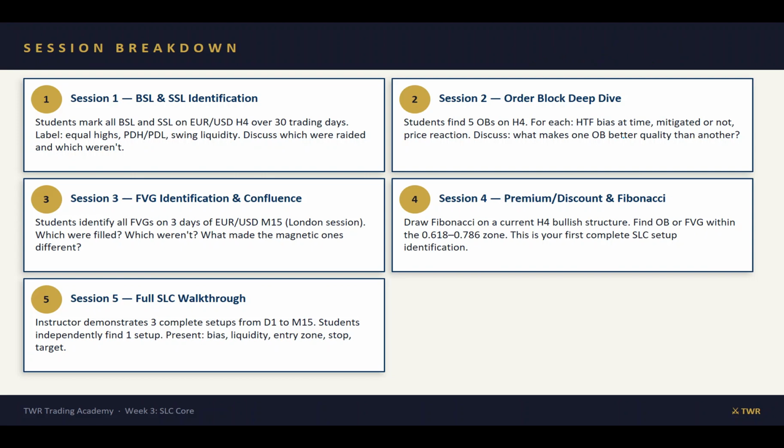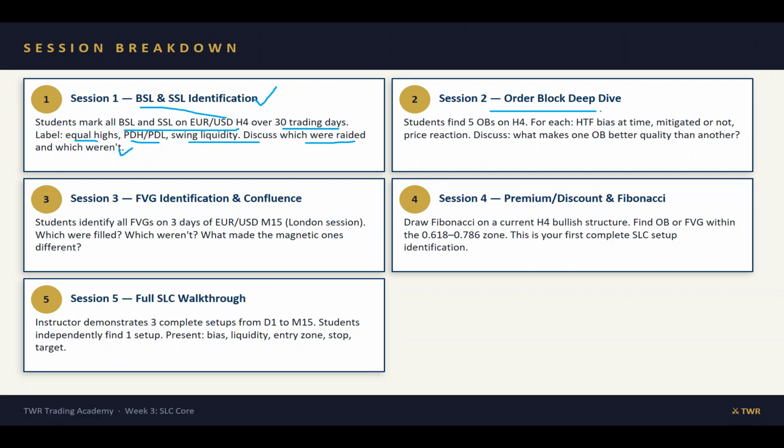But as I finalize on this, I need you to go and identify buy side liquidity and sell side liquidity. Mark out all buy side liquidity and sell side liquidity on the EUR/USD on the 4 hours for over 30 days. Go back to your charts, do this work. Identify the previous day's highs and lows, equal highs and lows, swing liquidity. Discuss which were raided and which weren't.